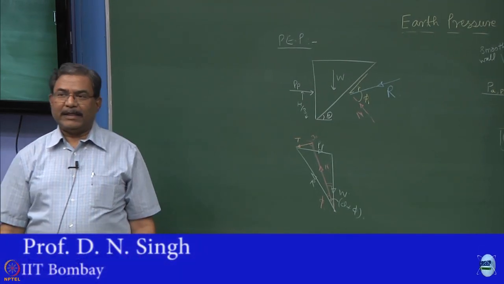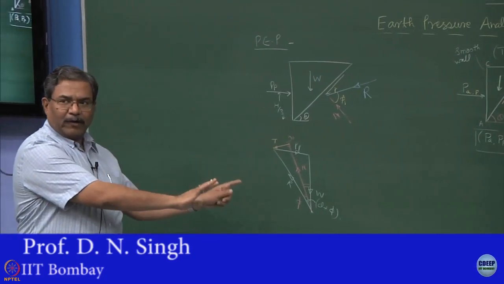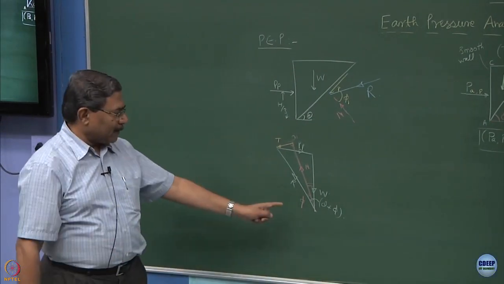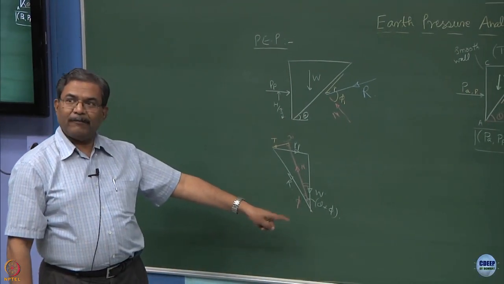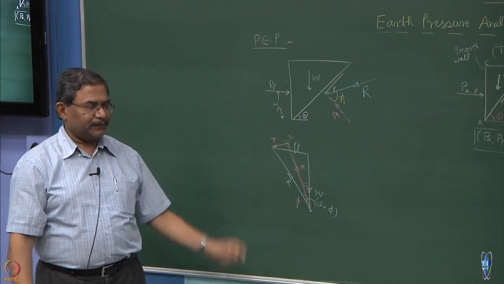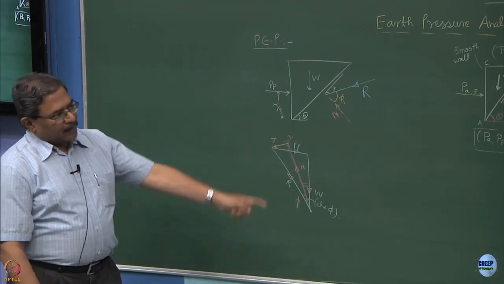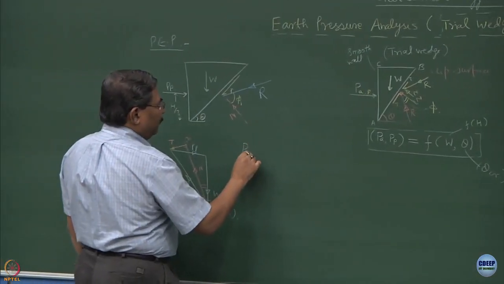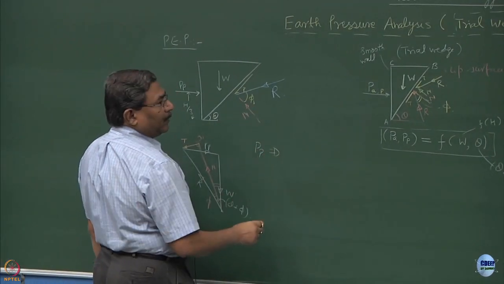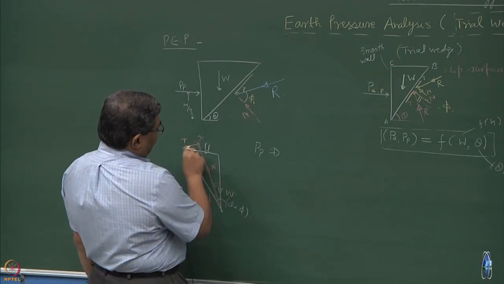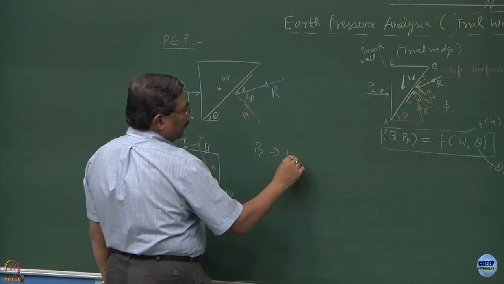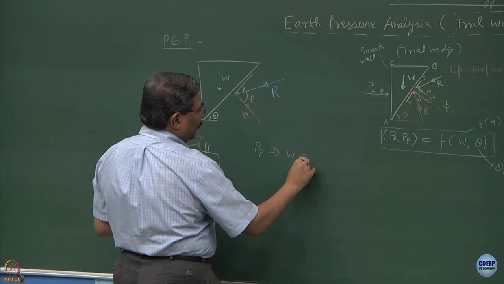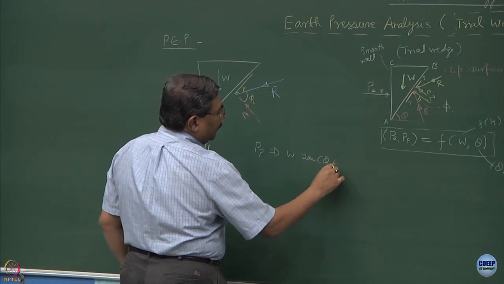We will talk about this later. Let us still go on. We are not violating anything. We have depicted something with some angles and we are going ahead with this, fine. I think now you have understood how to solve this. The only thing is that when we do PP, PP will be equal to W tan of theta plus phi.